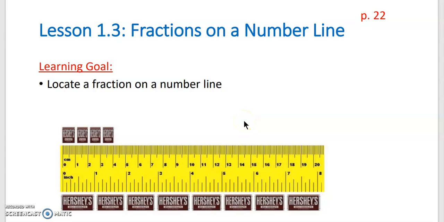Hi, so we're going to do lesson 1.3, fractions on a number line. Fractions on a number line is notoriously an area where students don't like, but if we think of it like a ruler, it's not so bad.